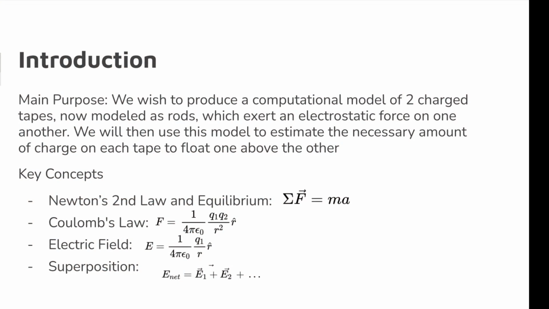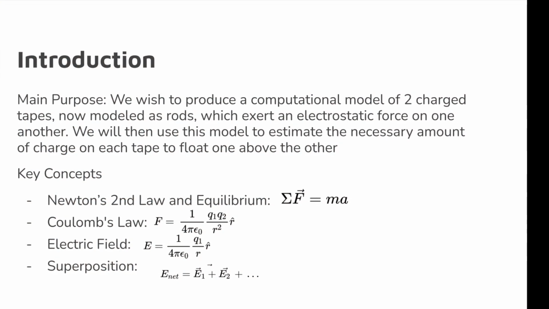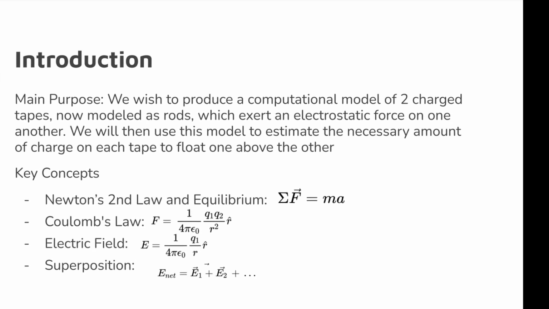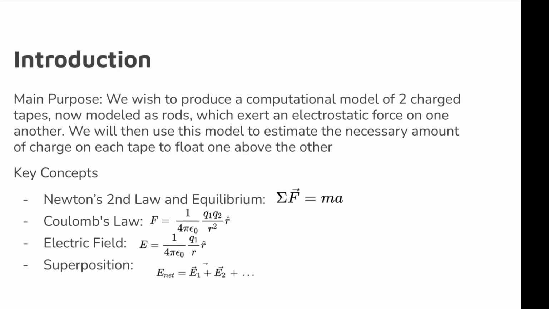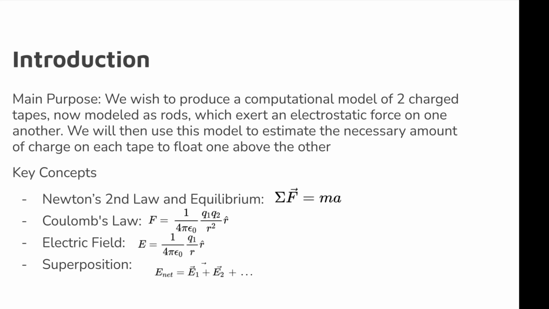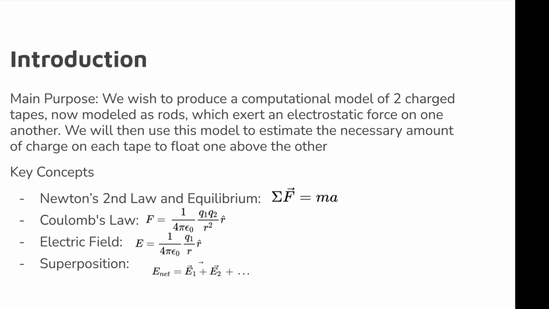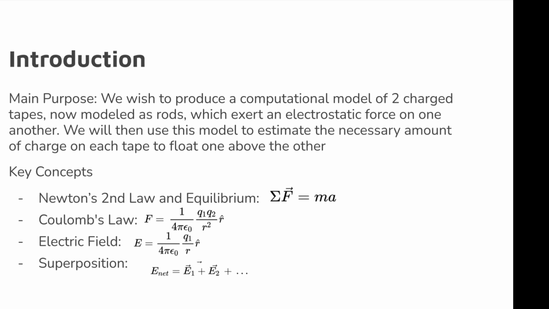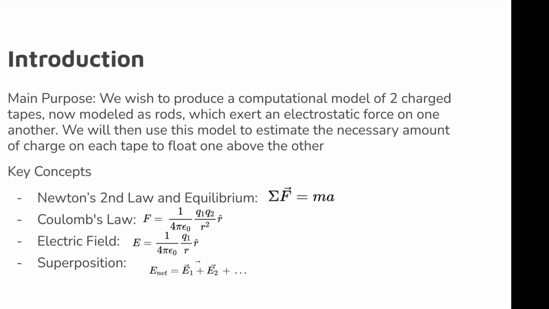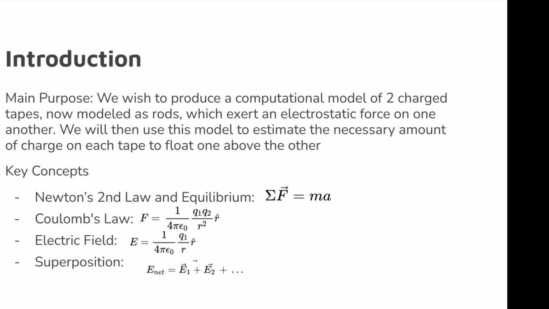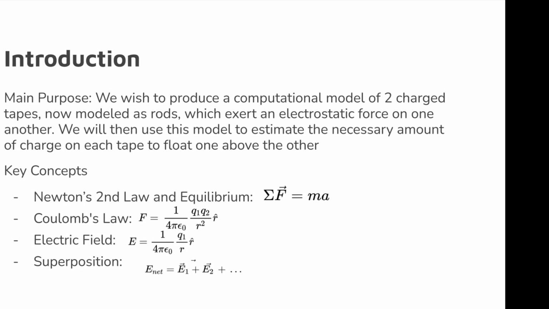The main purpose of this lab is to produce a computational model of two charge tapes. These charge tapes repel each other, and in the last lab we did something similar. However, this time we will be modeling the tapes as rods instead of point charges. We will then use that model to estimate the necessary amount of charge on each tape to float one above the other and compare that to the estimate that we generated in the first lab.